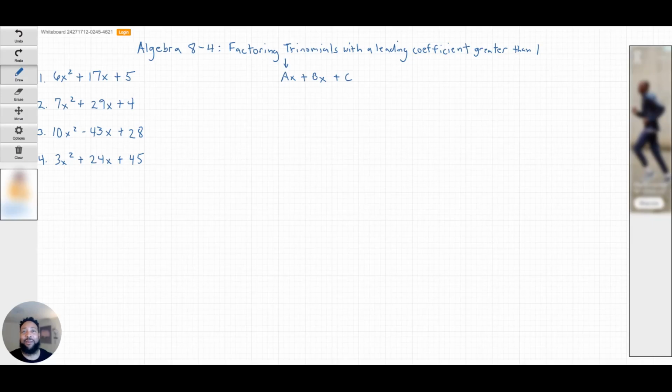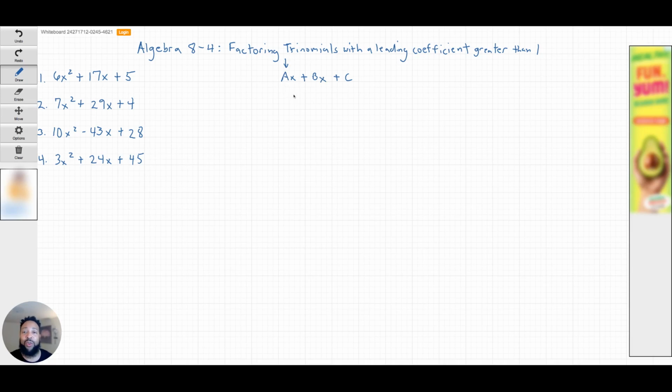Ladies and gentlemen, our next lesson is factoring trinomials where the leading coefficient is greater than 1. What do I mean by a leading coefficient? Well, if you look at our example here, ax² plus bx plus c, the a, b, and c are coefficients. A is the leading coefficient.